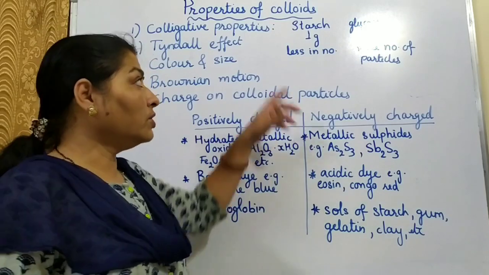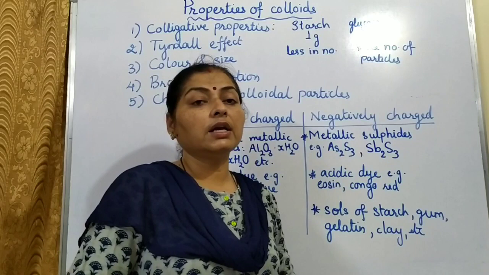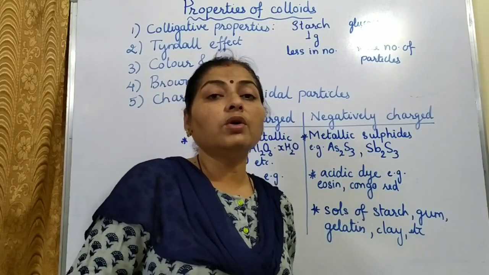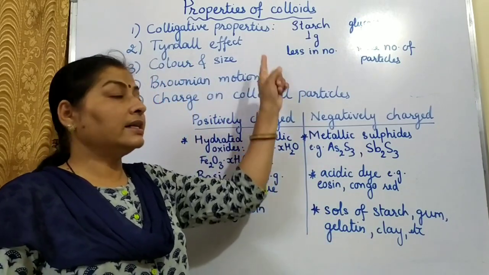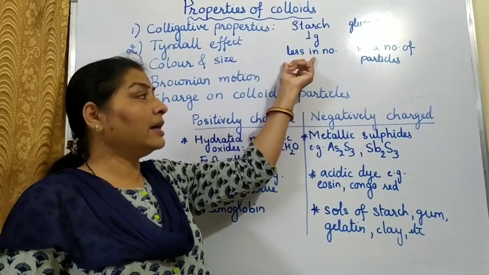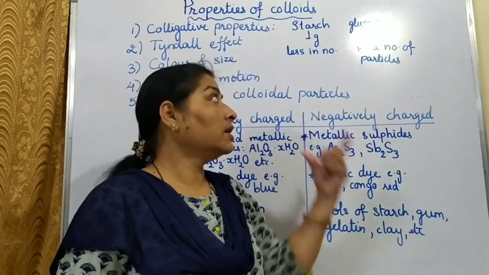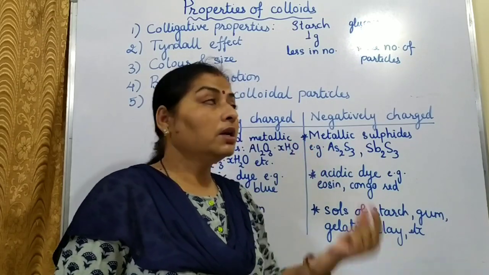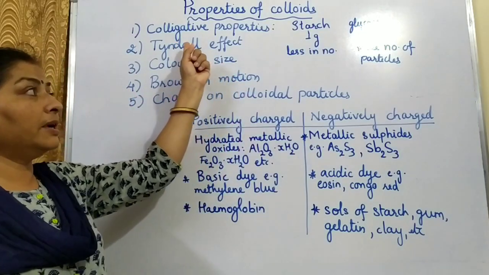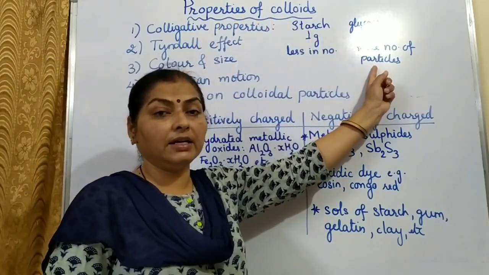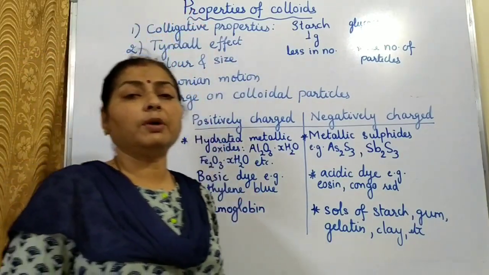So if we make a solution of 1 gram of starch or we make a solution of 1 gram of glucose, the effect of glucose on the boiling point, melting point of the solution will be more as compared to starch. Why? Because the number of particles in starch will be less, as the molecules of starch are very big, whereas glucose molecules are small, so their number of particles will be more. And colligative properties are those properties which get affected by the number of particles and not the size of the particle.